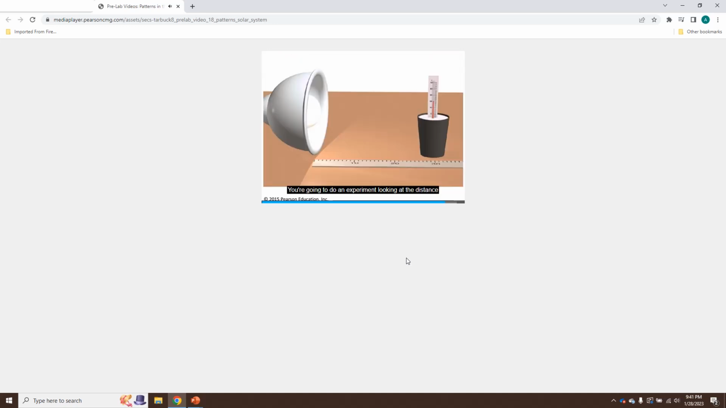You're going to do an experiment looking at the distance of a little model planet represented by a can with a thermometer in it from a source of heat, in this case not the sun but a lamp, and you're going to put that can at different distances from that model sun, and you're going to record the temperature that results. You'll then compare this data with the pattern that we observe in the solar system and see if it matches up or if it doesn't.